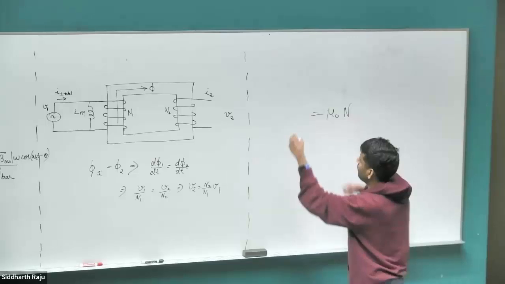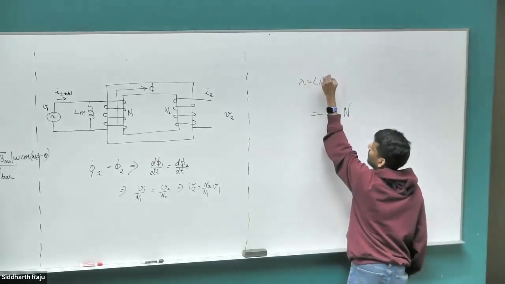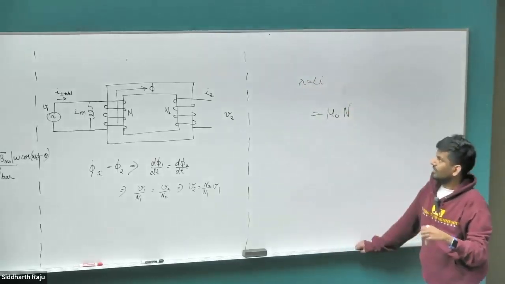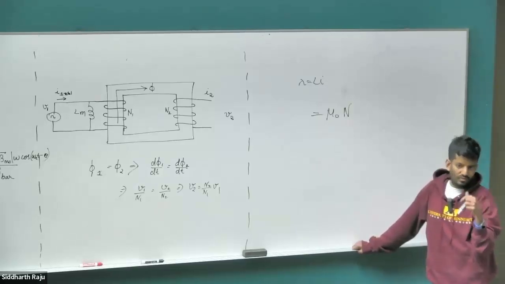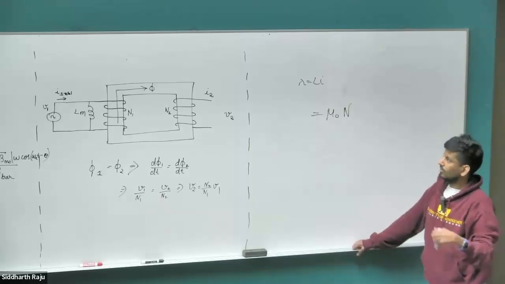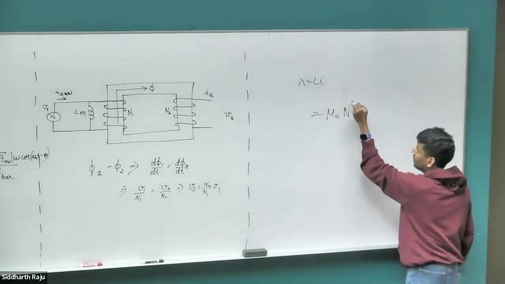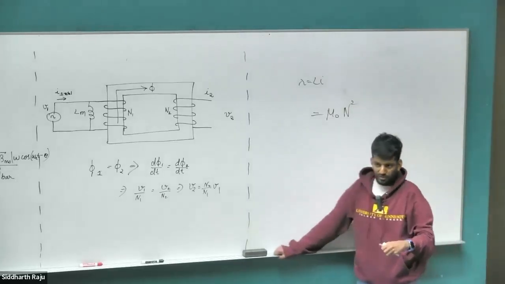The relationship we have between inductance and our flux linkage is lambda equal to Li. And the flux itself comes from some current times the turns. So you end up double counting the turns. So mu naught n squared. Any other terms?